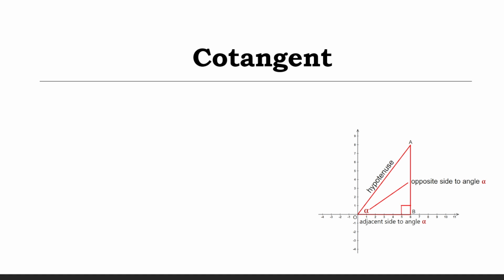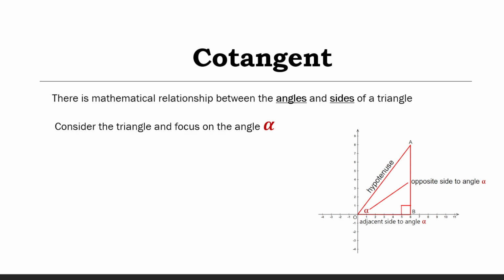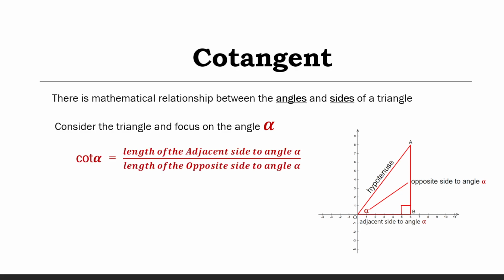Now the shift moves again to a new function, which is the cotangent, and the focus being on angle alpha. Cot alpha, or the cotangent of alpha, is equal to the length of the adjacent side to the angle alpha divided by the length of the opposite side to the angle alpha. And that gives us, in short, cot alpha is equal to OB over AB. And OB made the subject of the formula, it becomes AB times cot alpha.